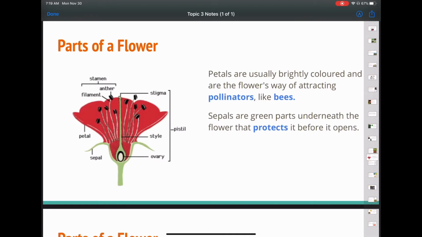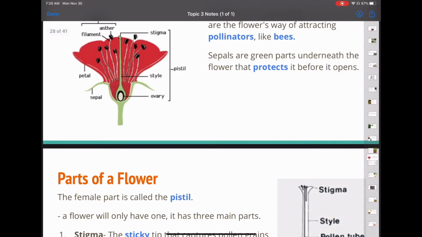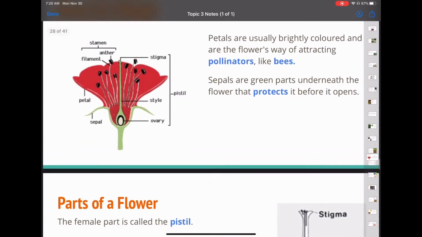So the sepals are green parts underneath the flower that protect it before it opens. Now, as the flower is just about to bloom, those sepals are actually going to change and be the same color as the petals. If you go to YouTube and take a look for a time lapse of flowers blooming, you'll notice that the sepal is oftentimes the same color as the petals by the time the flower blooms. So it's not always going to be green. Now we're going to break this flower down a little bit over the next few slides.